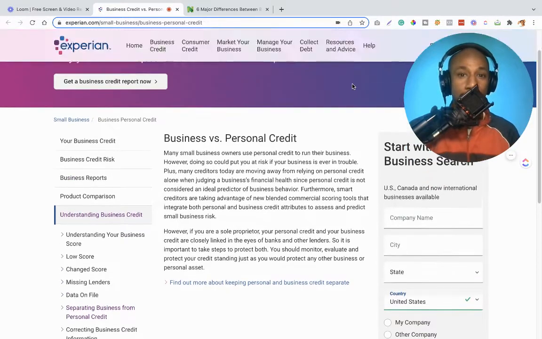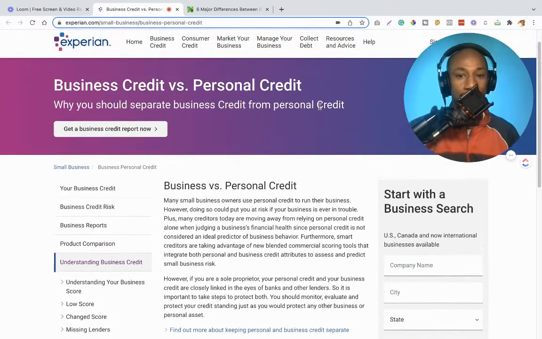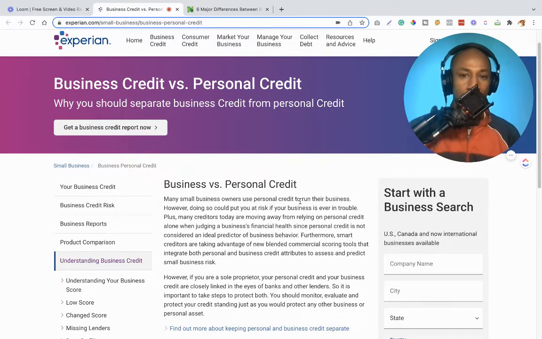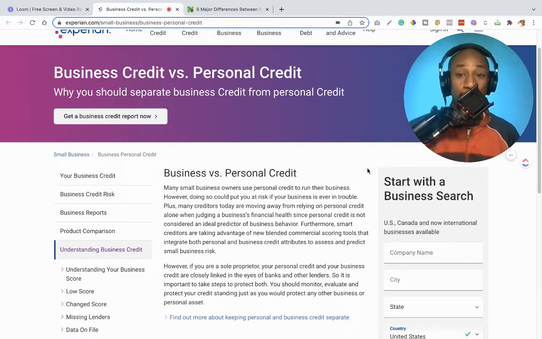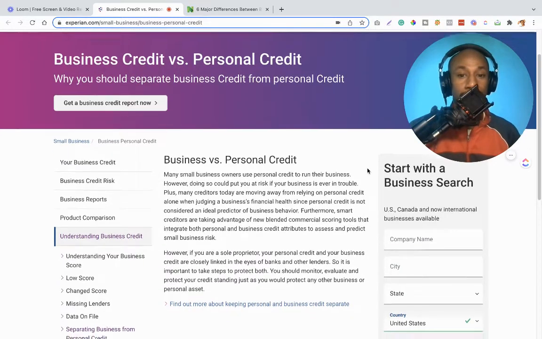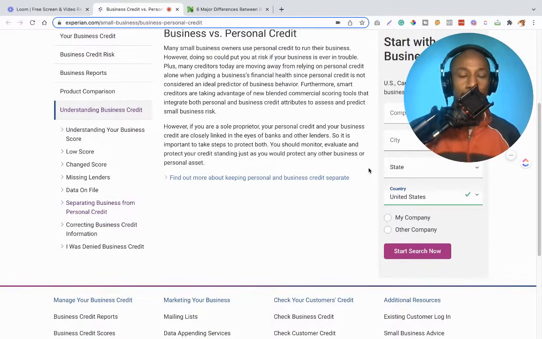But enough from me. Let's dive into these two fairly short articles that help to explain the differences and furthermore why you should separate your business credit from your personal credit. So many small business owners use personal credit to run their business. However, doing so could put you at risk if your business is ever in trouble. Plus, many creditors today are moving away from relying on personal credit alone when judging a business's financial health, since personal credit is not considered an ideal predictor of business behavior.